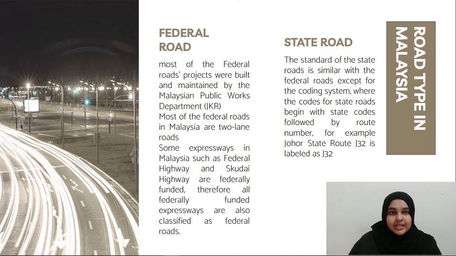And what is a state road? State roads are also the same as federal roads. The standard of the state roads is similar to the federal road in respect of the coding system, where the codes for state roads begin with a state code followed by the route number. For example, a Johor state road, J32, is labeled as J32.